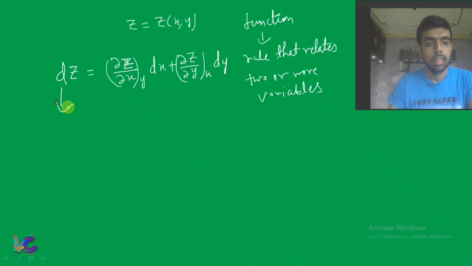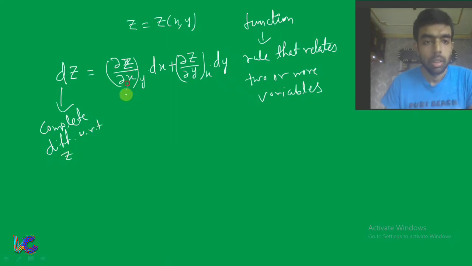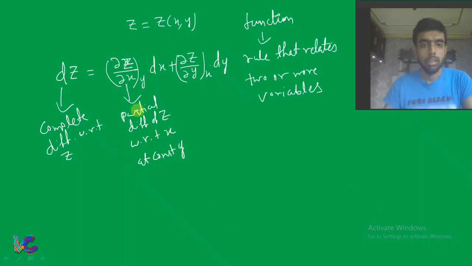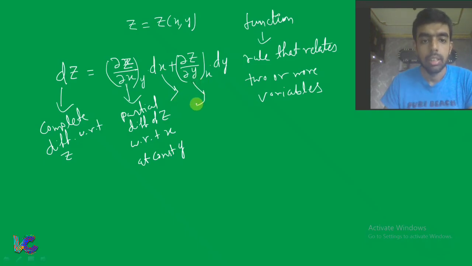So dz is the complete differentiation with respect to z. This is the partial differentiation of z with respect to x at constant y, and this is the complete differentiation with respect to x. This is the same partial differentiation of z but with respect to y at constant x, and this is the complete differentiation of y. Fine. So this is the complete differentiation equation of z: dz equal to del z del x at constant y into dx plus del z del y at constant x into dy.